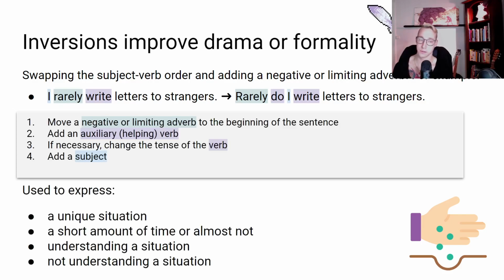When looking at inversions, we cover four primary uses, and these are to express a unique situation of some kind, a short amount of time that has passed, or if something almost didn't happen. Also, we will cover the way we use them to express when you understand a situation, but also when you do not understand a situation. And these four parts will be the headlines of the following four slides. So please pay attention to them as they will go into these parts in depth.